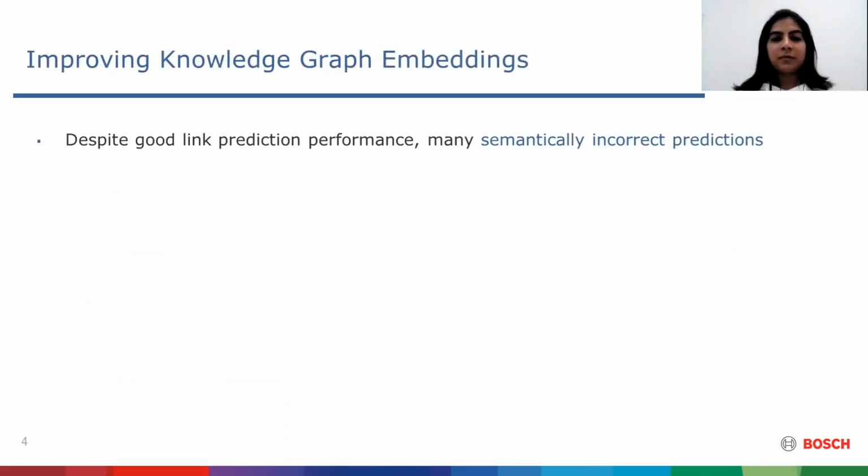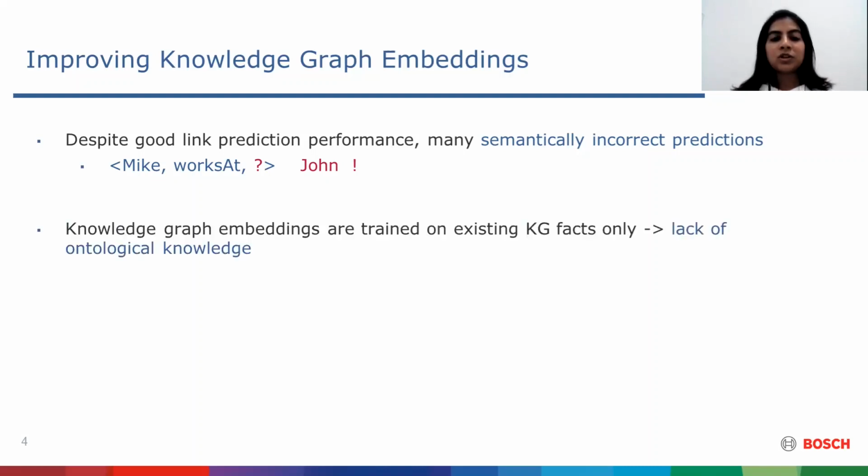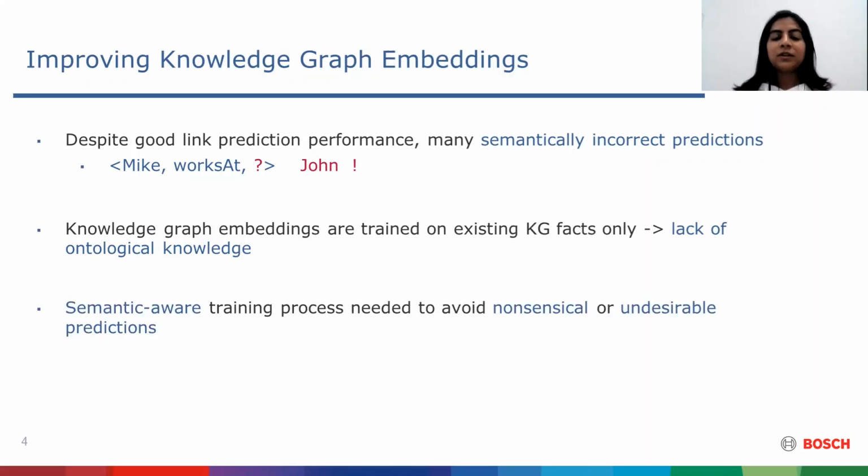We have seen in our experiments that despite showing good performance for the link prediction task, embeddings can sometimes have semantically incorrect predictions. For example, for a triple Mike works at, the predicted entity should be of type company. However, the predicted entity could be John, which is of type person. This is clearly semantically incorrect. This can happen because knowledge graph embeddings have been trained on existing KG facts only, without any knowledge of the ontology that is associated with the datasets. Therefore, it is important that the training process be made semantically aware to avoid any nonsensical or undesirable predictions.